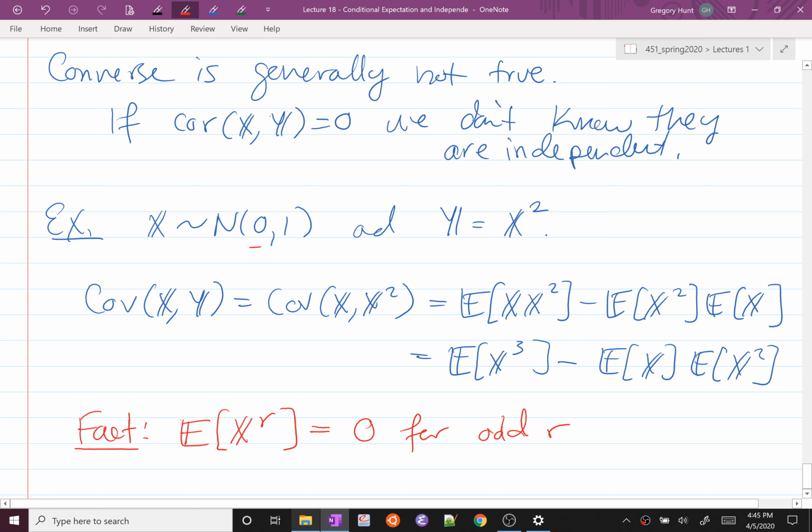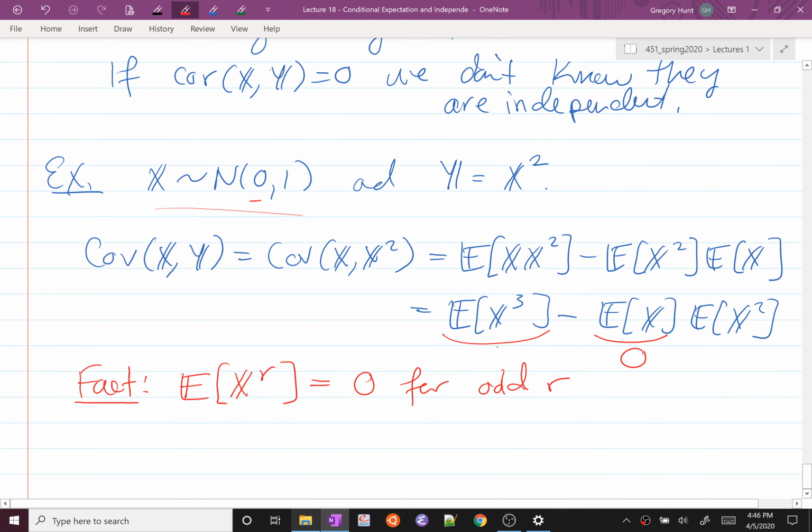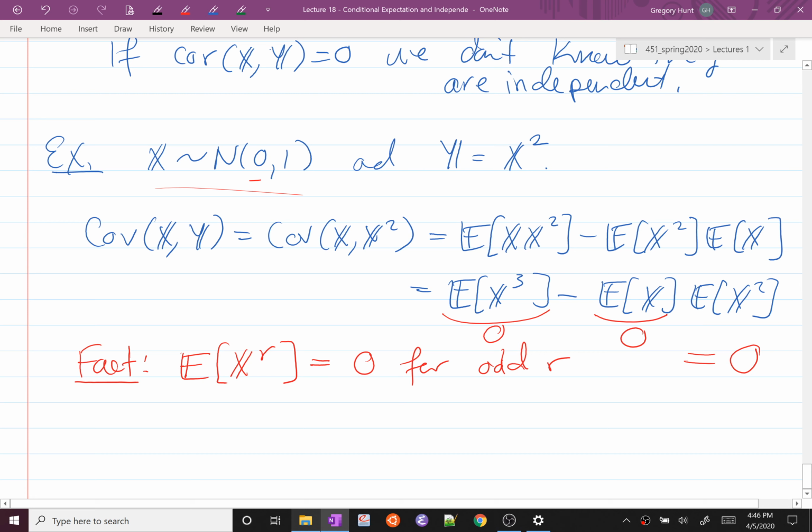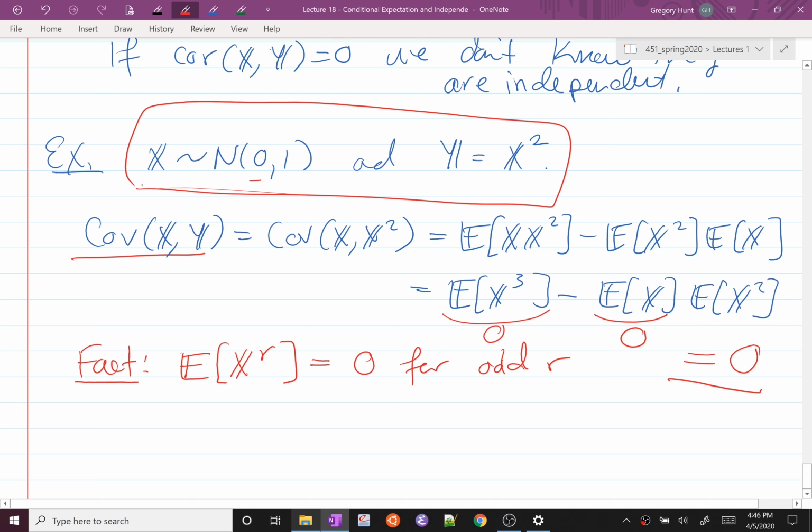Certainly we know that for X is normal 0, 1, the first moment is 0. And this thing I'm going to claim is also 0, and so the whole thing is 0. And because 3 is odd, the third moment, X cubed, is 0. So what this shows is that the covariance is 0, but X and Y are definitely dependent, just not linearly. So knowing the covariance or correlation is 0 doesn't tell us they're independent. X is definitely not independent of Y.